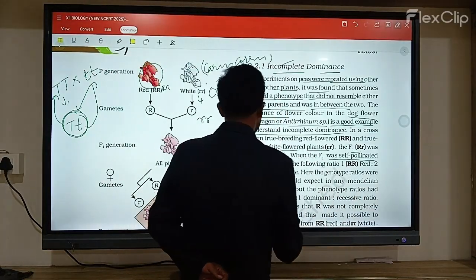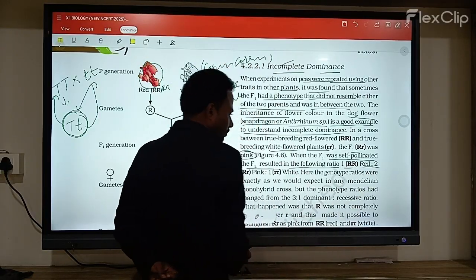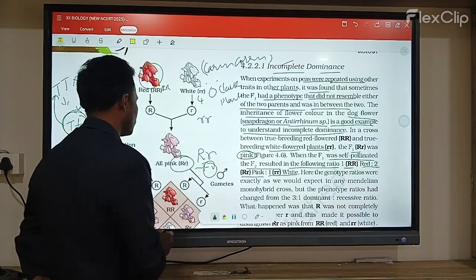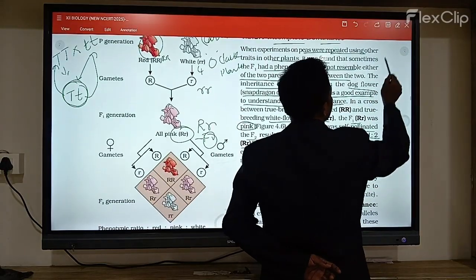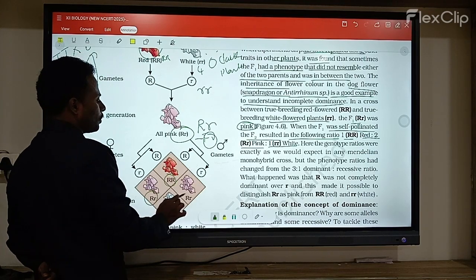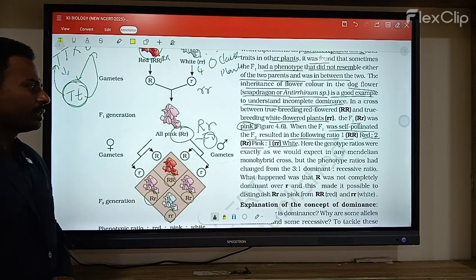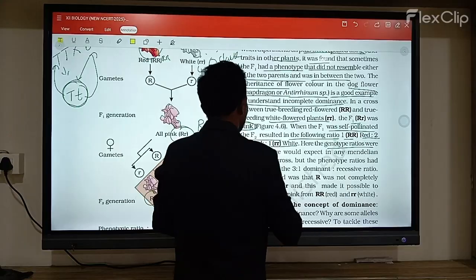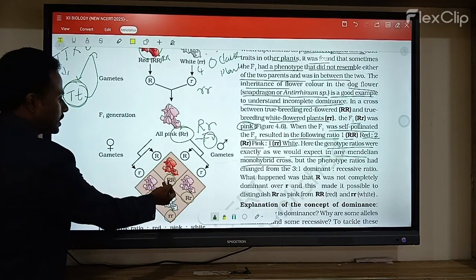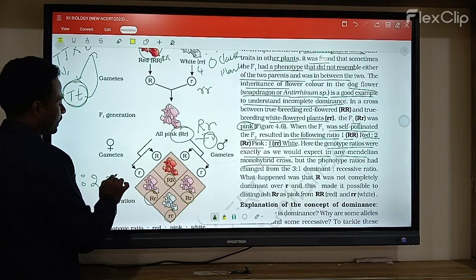When the F1 is self-pollinated, the F2 generation results in one red flower, two pink flowers and one white flower. Capital R capital R is red, capital R small r is pink, and small r small r is white. The genotypic ratio is exactly as expected in a Mendelian monohybrid cross: one dominant, two heterozygous, and one homozygous recessive plant.